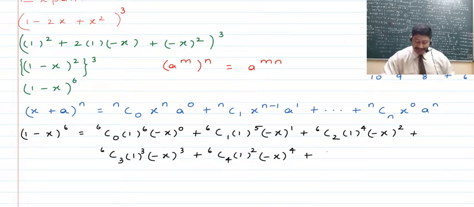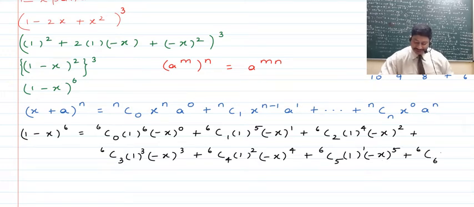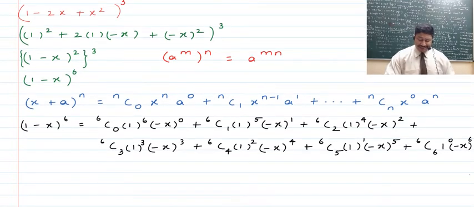To that is added the second last term, which will be 6C5 times 1 raised to the power 1, and to that is multiplied (−x) raised to the power 5. And finally we will have the last term, which is 6C6 times 1 raised to the power 0 and (−x) raised to the power 6. So all of these are going to be the terms. Now our next task is to find out the value of the binomial coefficients and get to the final answer.